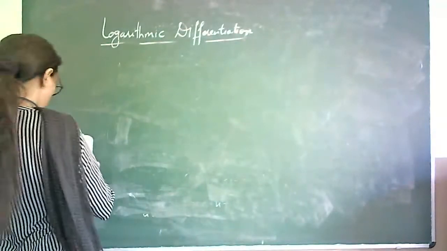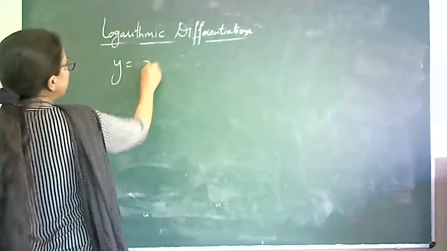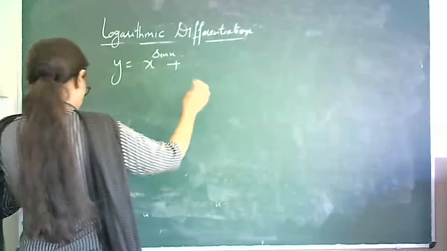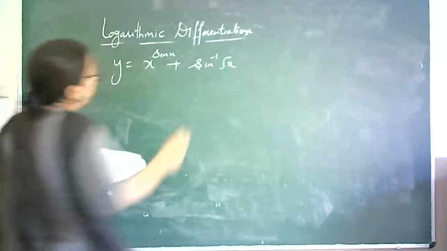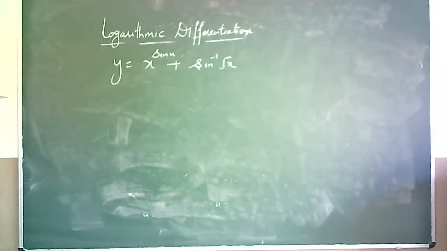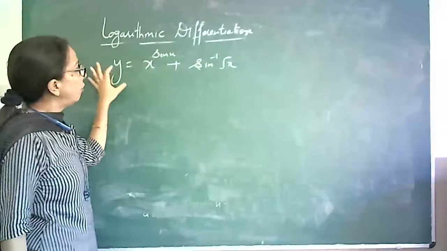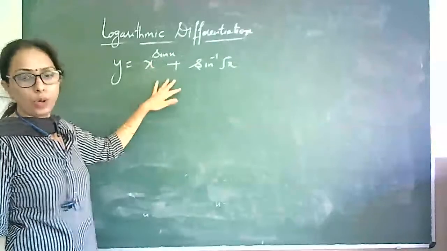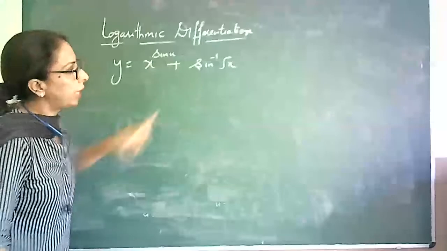Yes children. For example, I have y is equal to x raised to power sin x plus sine inverse root x. Always keep in mind that whenever you have a plus or minus sign between two functions, you cannot take log directly. If you have a function in terms of product of two functions, or quotient of two functions, you can take log both sides, but here you cannot take log both sides.